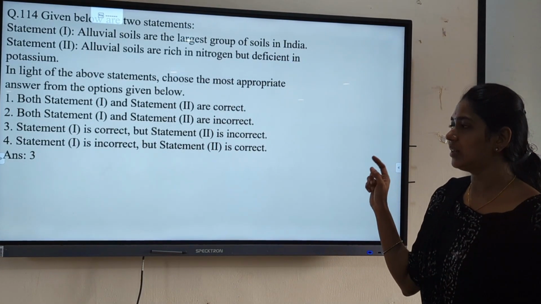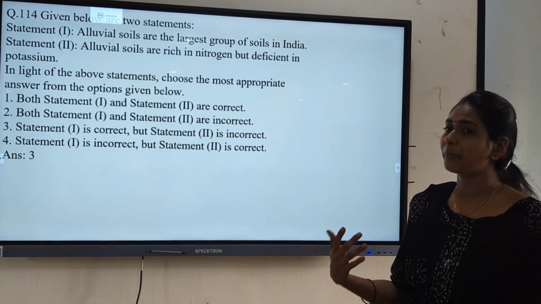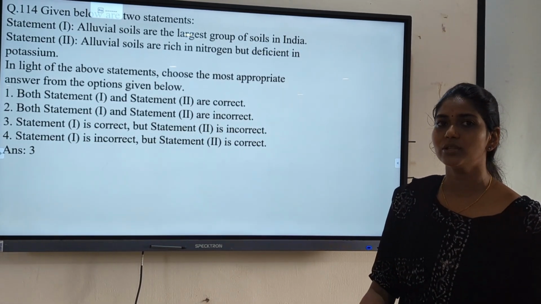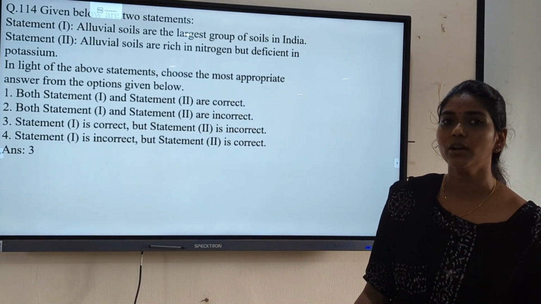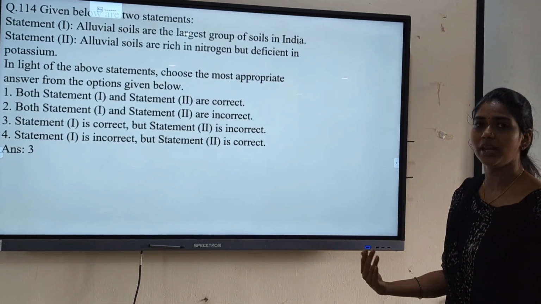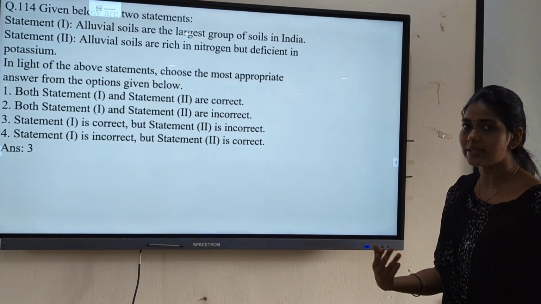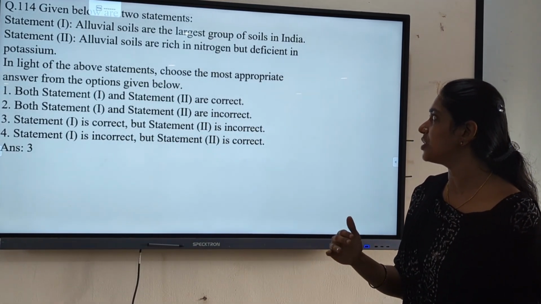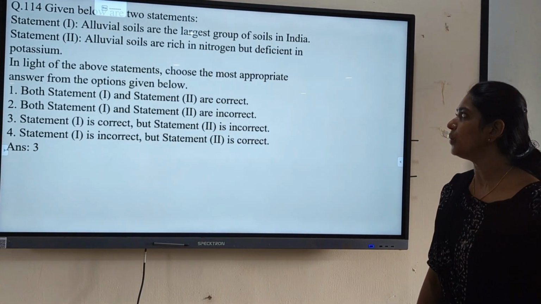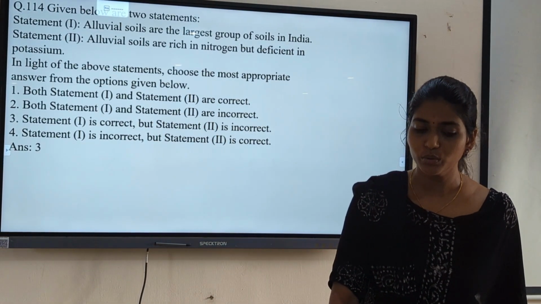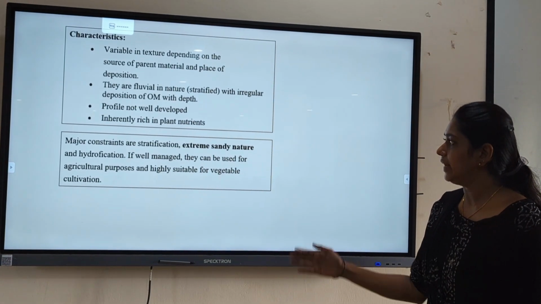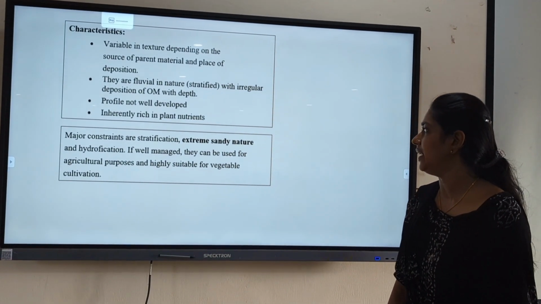In order to know whether this statement is right or wrong, we should know about the properties of the alluvial soil. Mostly in alluvial soil, the texture of the soil is sandy, so probably there can be leaching loss of nitrogen. So that means this statement will not be true. Here it is said that alluvial soils are rich in nitrogen, but as the texture of alluvial soils is sandy, there can be leaching loss of nitrogen and the nitrogen content may be deficient. So here we can see that statement 1 is correct, but statement 2 is incorrect. All of you have to go through the different properties of different soils of India. These are important characteristics of alluvial soil, and the major constraints we are telling are the extreme sandy nature and eutrophication.